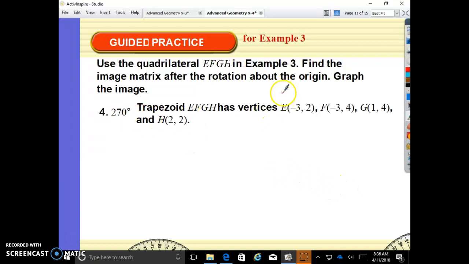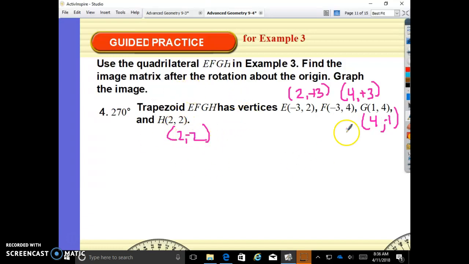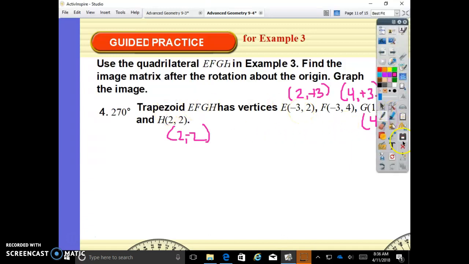So with our 270 degrees, we are going to flip the x and the y, change the sign of the new y, for each point, and those are our image points that you would plot, as well as our pre-image points on your graph.